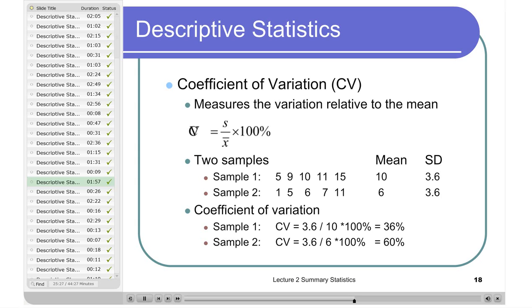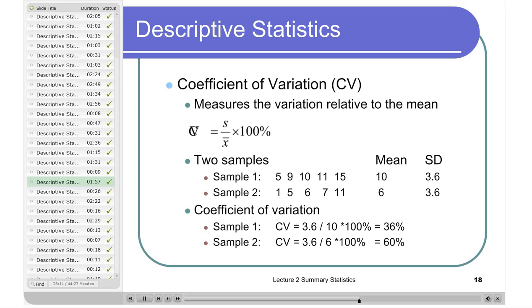We have two examples here, two samples. For the first sample, the mean is equal to 10 and the standard deviation is equal to 3.6. For the second sample, the mean is equal to 6 and the standard deviation is also equal to 3.6. If we want to calculate the coefficient of variation, we just need to take the standard deviation and divide it by the mean, and then convert that into a percentage. So for the first sample, we take 3.6 divided by 10, which is 0.36, and then convert that into a percentage by multiplying by 100%, and you get 36%. For the second sample, we take 3.6 divided by 6, which gives us 0.6, and if we convert 0.6 into a percentage, we get 60%.